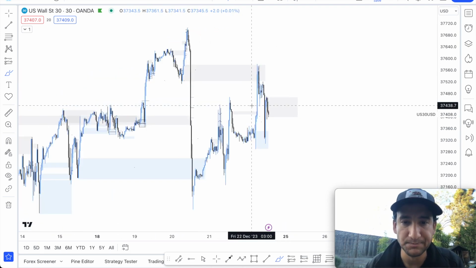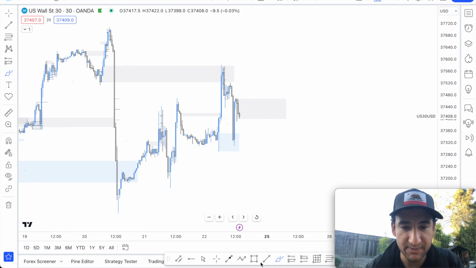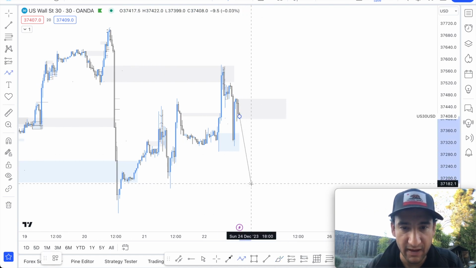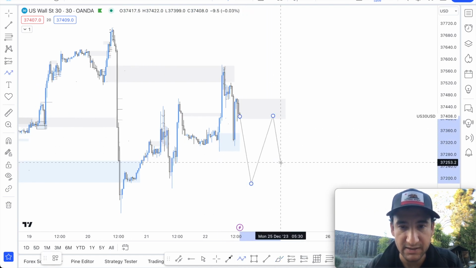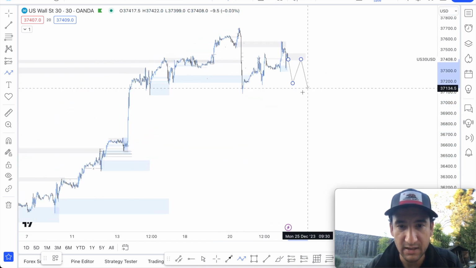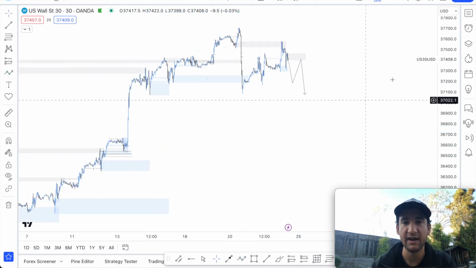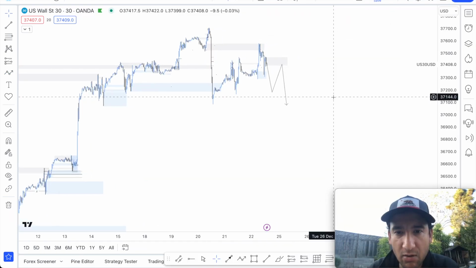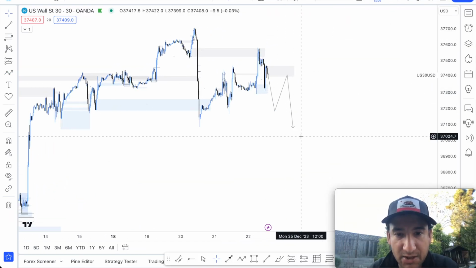So what I'm anticipating again is something like this, where we have a failure, price runs back at the supply, and then we're going to see price tap in this low. Now hold on a second, I have an airplane coming up. Okay, so that's the first move, right? That's one of my anticipations.